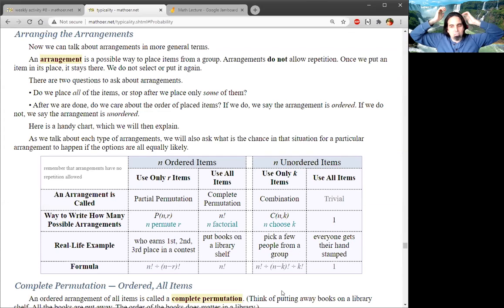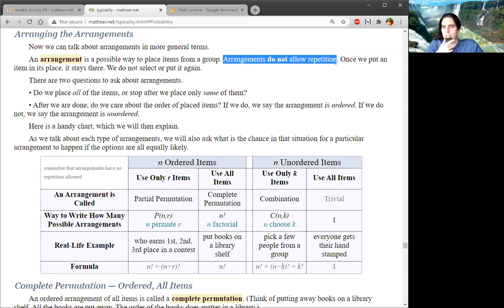Hold on to your heads, more jargon, then we will rest our brains. We will definitely do lots of example problems of this. This is like the crux of what's hard in probability. So I will show it to you now, and we will spend lots more time looking at this in the next few days. We need more words to talk about this carefully. An arrangement is the kind of thing we just did, a possible way to place items from a group.